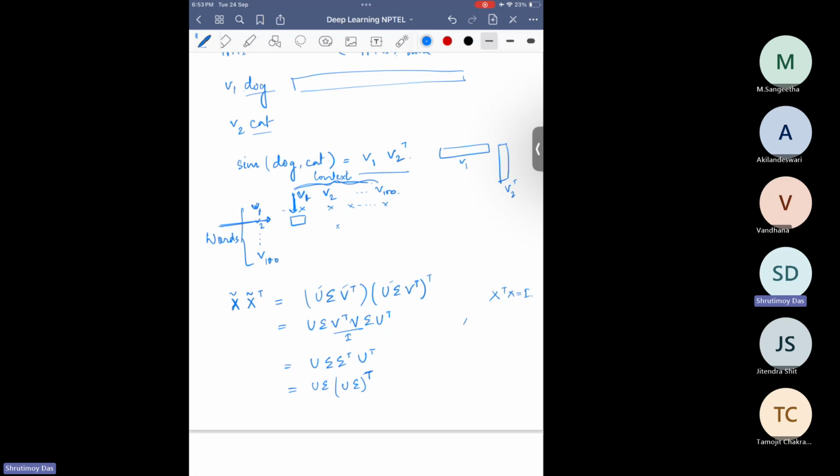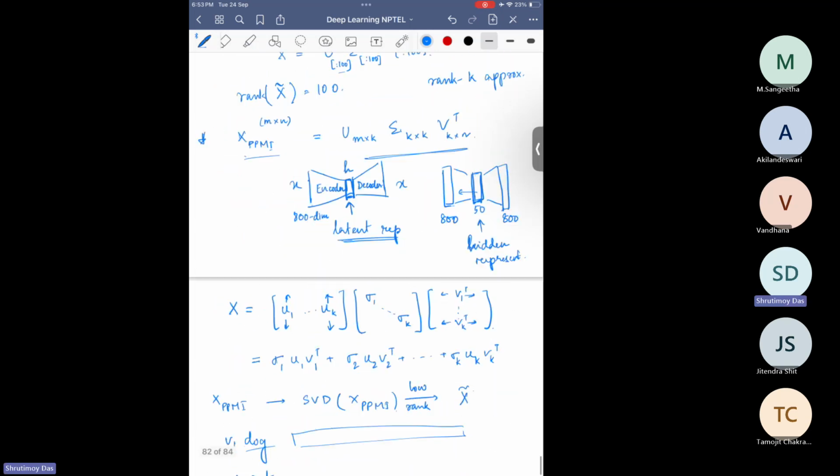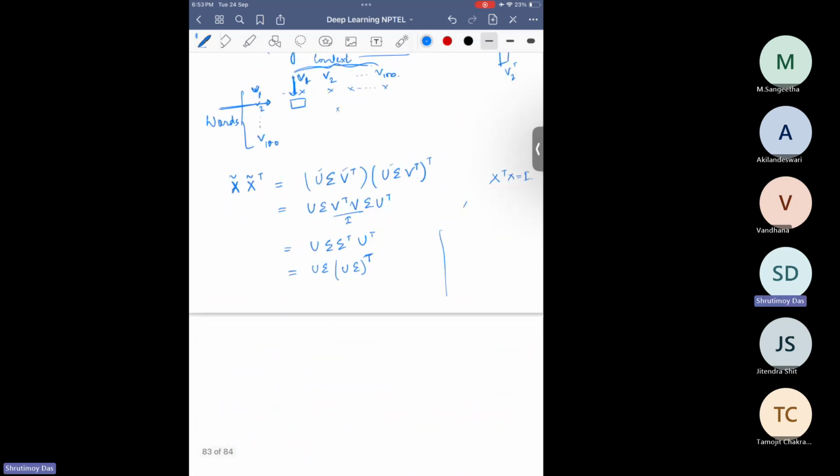So now I am saying that when we are doing this SVD, you have X equal to U sigma phi transpose, and suppose I say that this phi represents the context representations, and I say this U times sigma gives us the word representations.